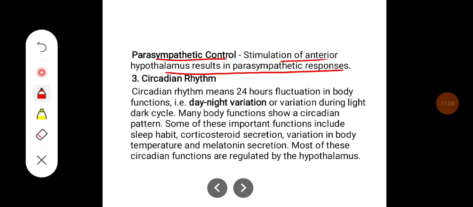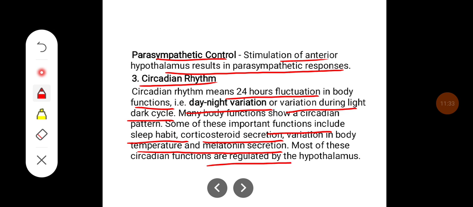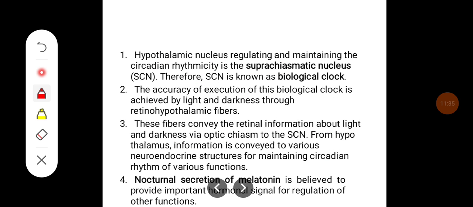Then the hypothalamus is important for maintenance of circadian rhythm. Circadian rhythm means 24 hours fluctuation in the body functions, that is day-night variation or variation during light-dark cycle. Many body functions show circadian pattern. Some of these important functions include sleep habit, corticosteroid secretion, variation in the body temperature, and melatonin secretion. Most of these circadian functions are regulated by hypothalamus.